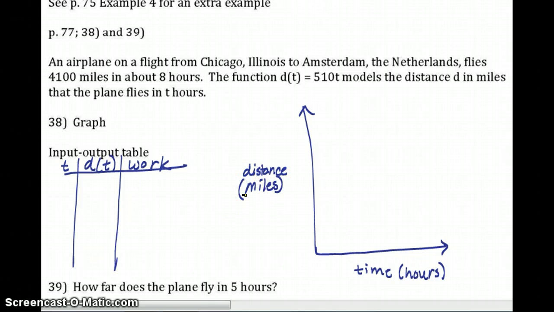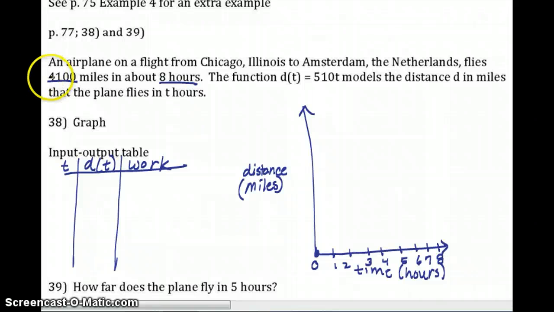So when the plane is just sitting on the tarmac, on the runway, you're at 0. When it gets to the Netherlands, it's flown 8 hours, and it's flown 4,100 miles in about 8 hours. So we're going to go ahead and go by ones here. 1, 2, 3, 4, 5, 6, 7, 8. Label that. It's important your intervals are even. You could have gone by something other than ones. You could have probably gone by 2s as well.